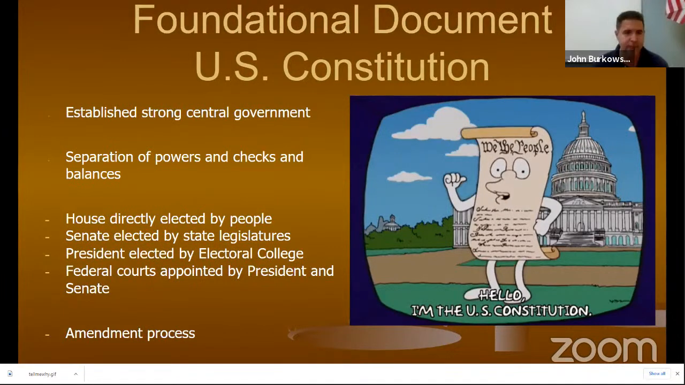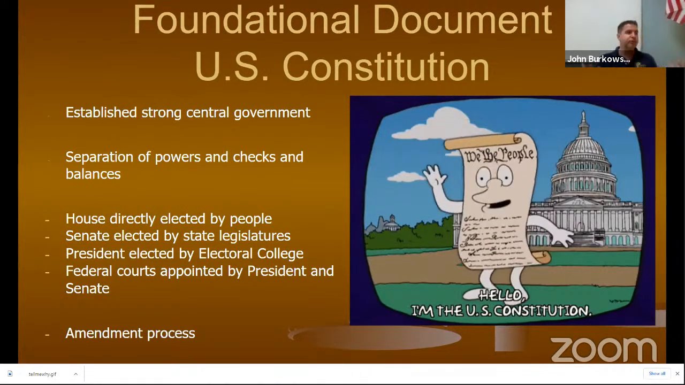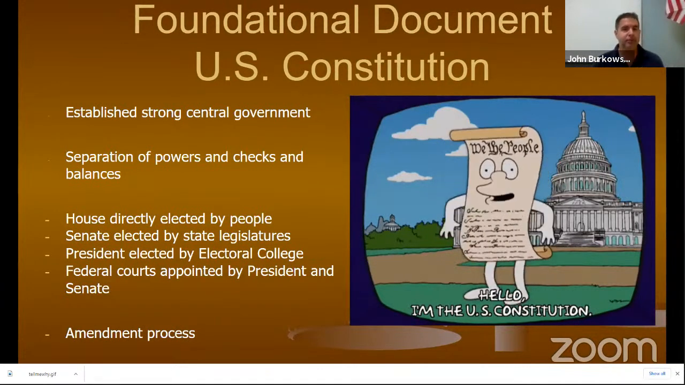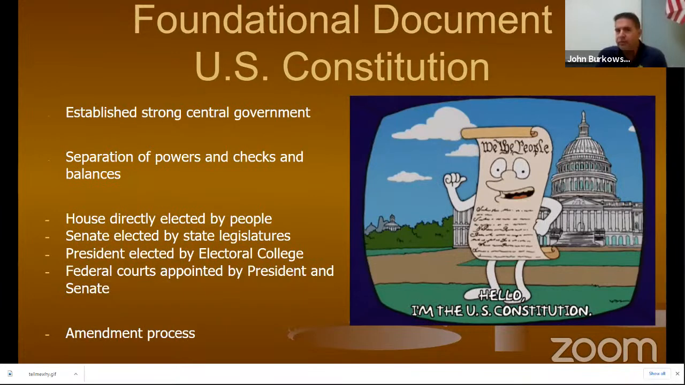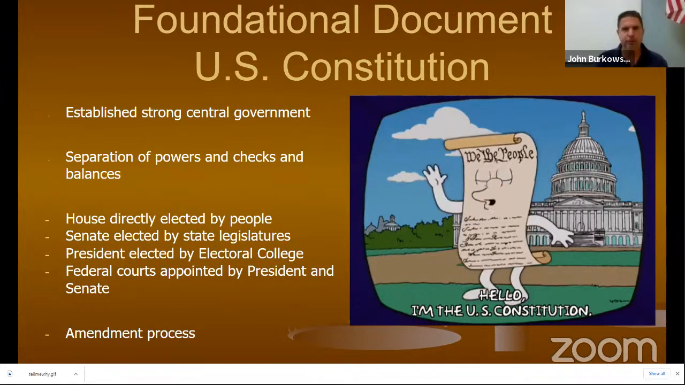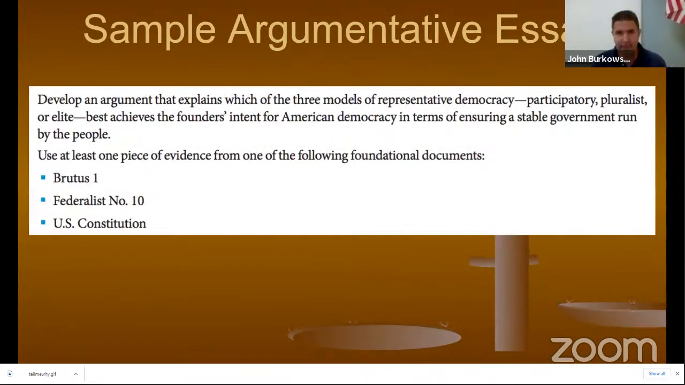And don't forget the numbers. The amendment process requires two-thirds of both houses of Congress and three-fourths of the state legislatures. Maybe that's potential evidence, no matter what model of democracy we decide to go with. Could there be other potential pieces of evidence? Yes, but we don't have the time to deal with that. We want to be efficient.